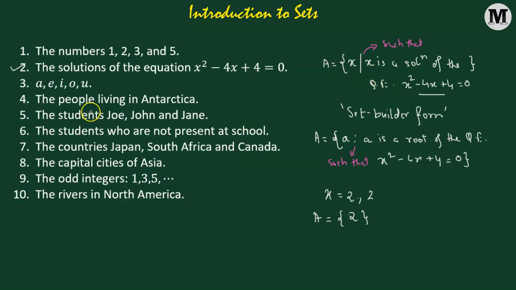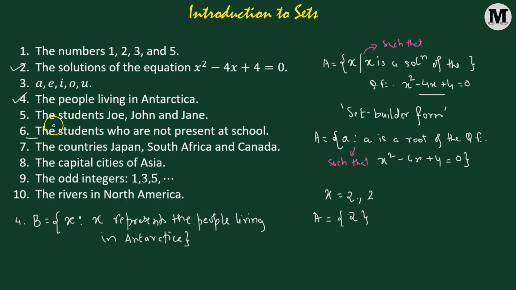So let's work on the next example, the people living in Antarctica. How do we express this particular set? So we go to number 4. Let's consider it to be the set B. So here we have B is a set which contains the elements x. What is x here? We're going to specify x. So x such that x represents the people living in Antarctica.